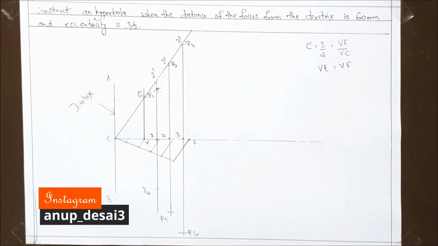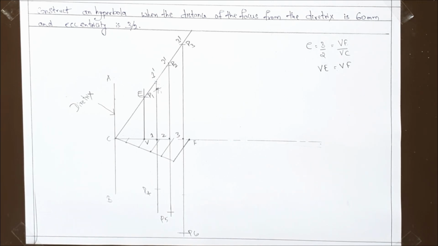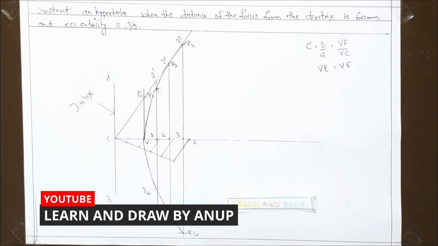Now, next step is to trace the curve of the hyperbola through the vertex V, joining all the points from P1 to P6. Let's draw the smooth curve of the hyperbola. After drawing the smooth curve of the hyperbola, this completes the construction of the hyperbola by eccentricity method or general method.